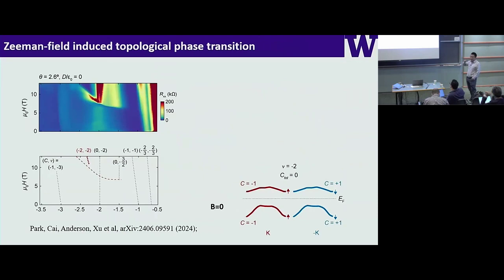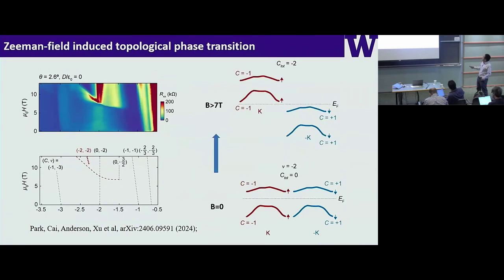If we look at the simple band diagram at zero magnetic field, at the filling factor -2, both the top valence bands in the K valley and the -K valley are occupied. Then, because K and -K have opposite Chern numbers, the state itself has total Chern number 0. So if we increase the magnetic field, what's happening is that the bands in the K valley and the -K valley have opposite spins.